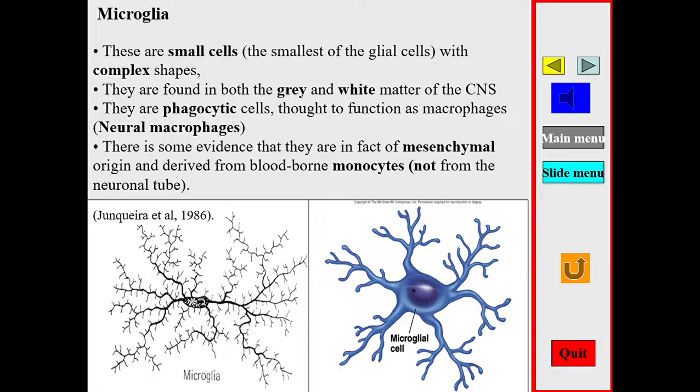Some textbooks say that they are of mesenchymal origin, not ectodermal origin from the neural tube like the other types of nervous system cells. Those cells originate from mesenchymal origin, particularly from the monocytes, because they have macrophage or phagocytic ability. Although still some textbooks say that those cells originate from the neural tube.